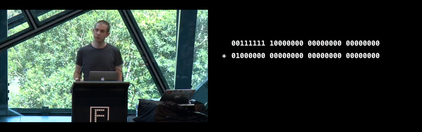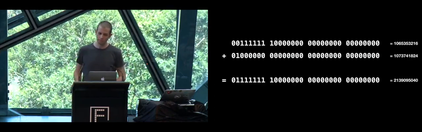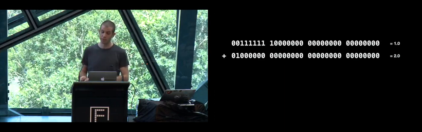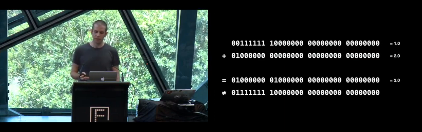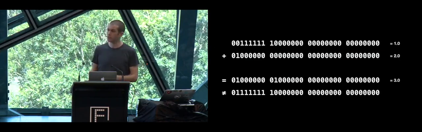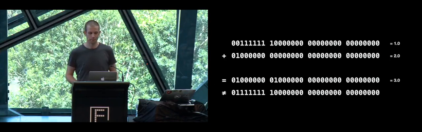If we add these two 32-bit patterns of ones and zeros by interpreting them as unsigned integers, we get this result. If we add the same patterns of ones and zeros by interpreting them as floating point numbers, we get a different result. And of course, if those bits represent something that's not an absolute quantity, like a memory address or a timestamp, it might not make sense to add them at all.